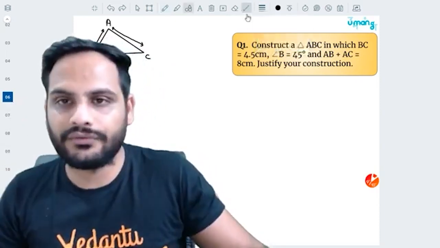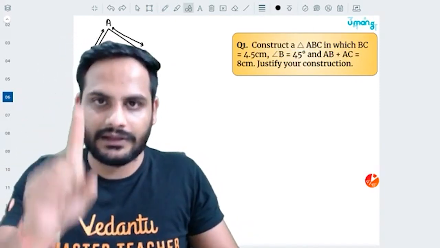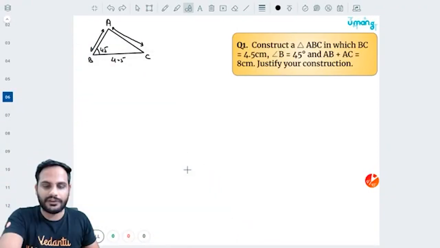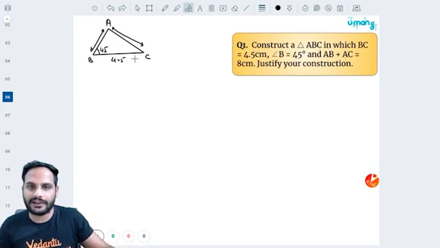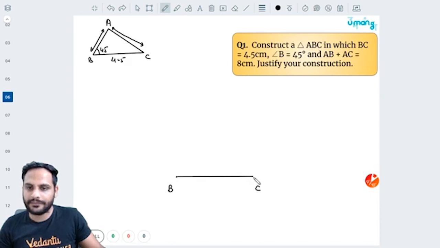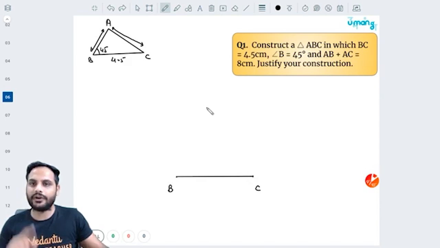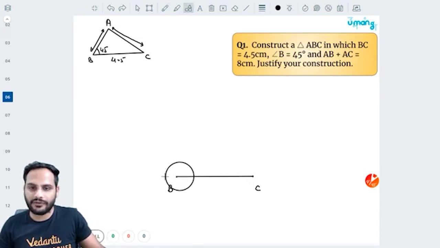The first thing you need to do is start with the base part. The base of this triangle given is BC. So start by drawing BC of length 4.5 centimeters. Let's say this is your BC of length 4.5 centimeters. Next, we know that angle B is 45 degrees. So at B, draw an angle of 45 degrees.